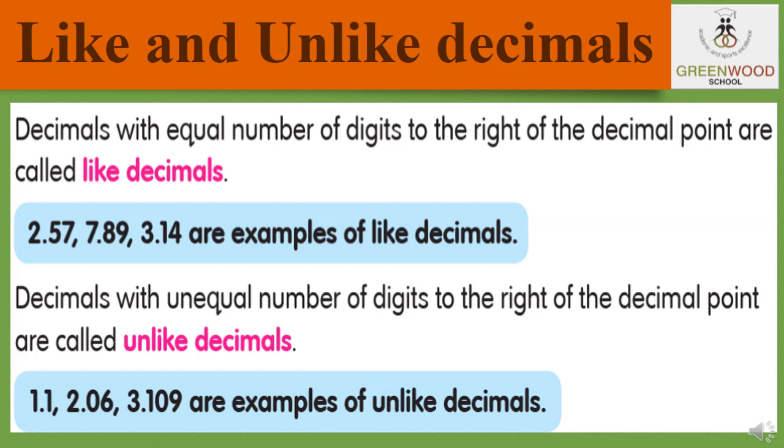The next is decimals with unequal number of digits to the right of the decimal point are called unlike decimals. For example, 1.1, 2.06, 3.109. The first one has just one digit, while the second one has two, and the third one has three digits. That means they are unlike decimals.